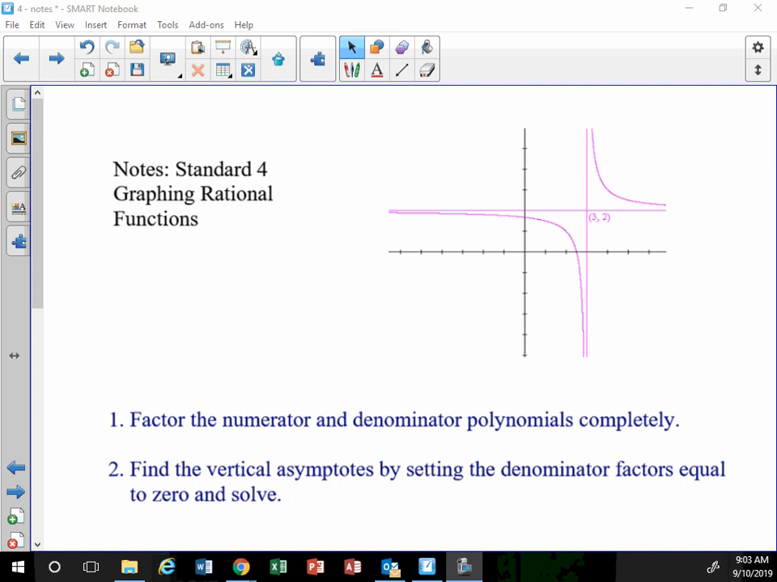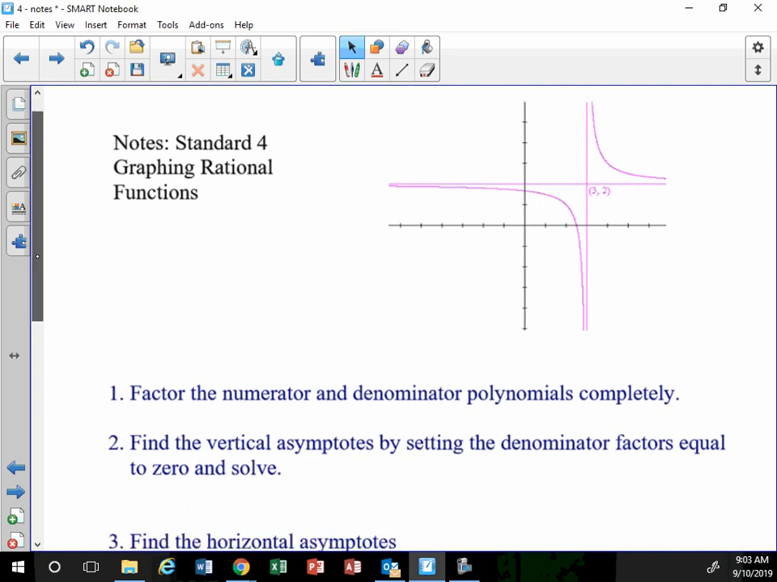All right, guys, so standard 4 is graphing rational functions. You did this in Algebra 2. Some of you may have done it with a calculator. You will not be doing it with a calculator today, okay? So a couple of steps to go through here.